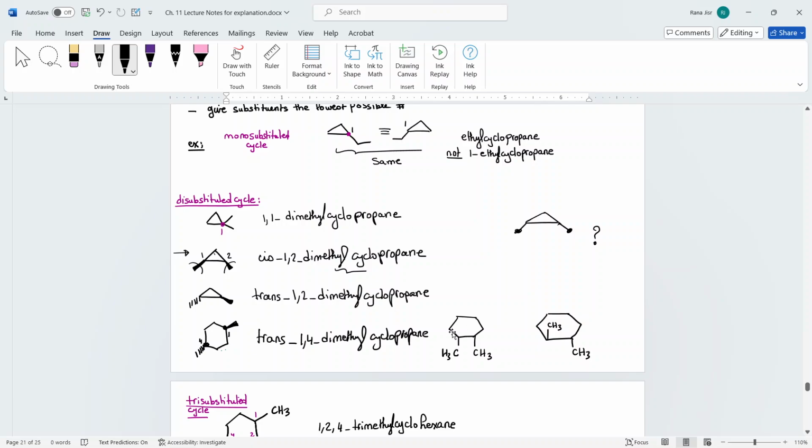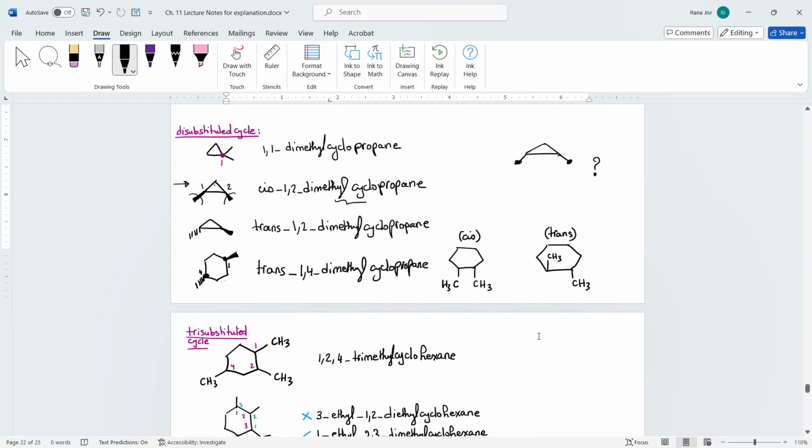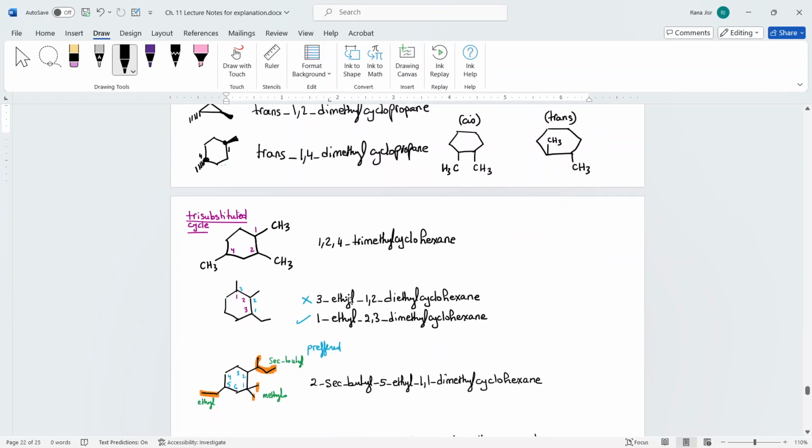There's another way if you don't want to show the wedges and the dashes. You can draw the cycle like this and draw the substituents on the same side like that, or draw them on opposite sides like this. This is a representation of a cis stereoisomer, and this is the representation of a trans stereoisomer. Both of these are geometrical isomers, so the relationship between these two is geometrical isomers.